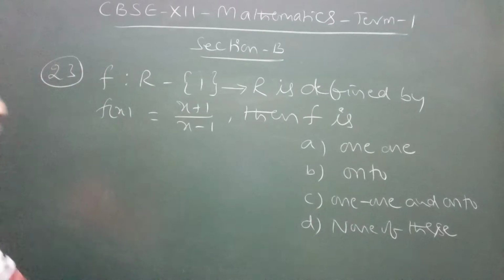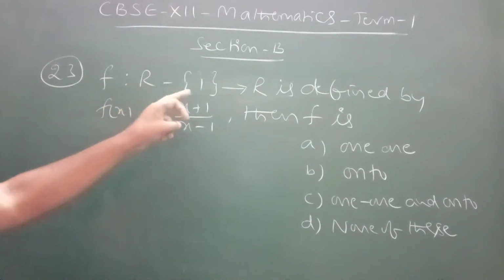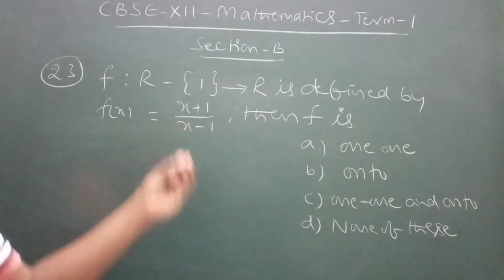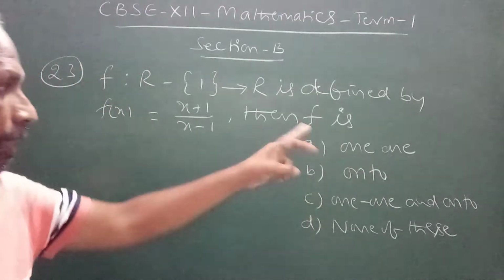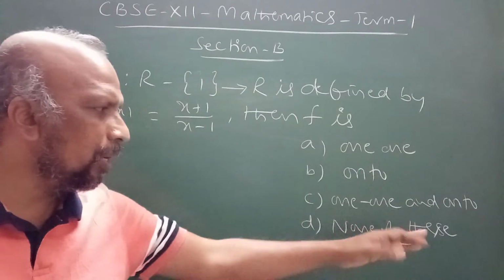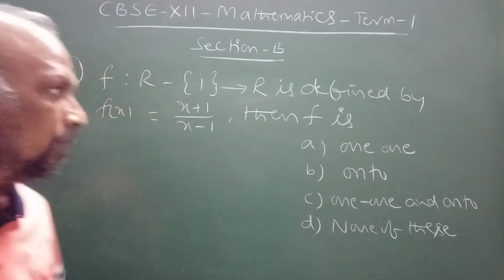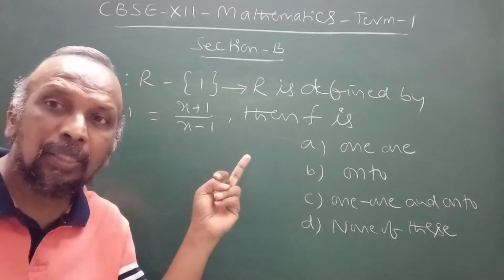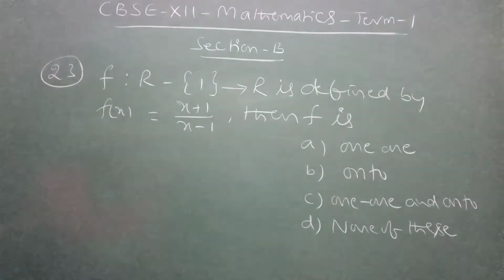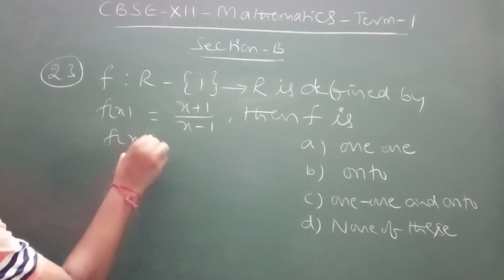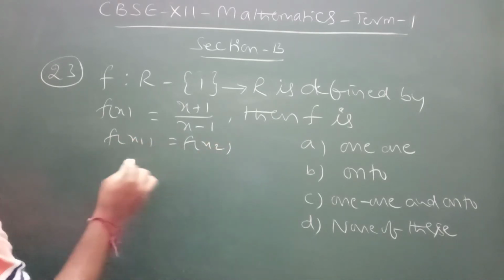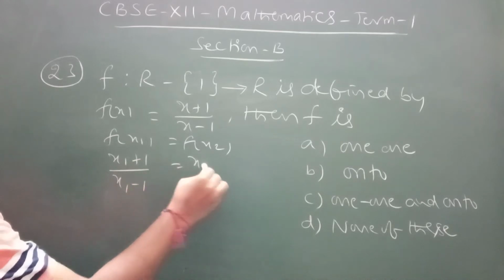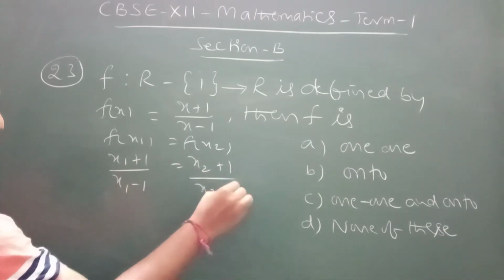In this problem they are asking: f from R minus the singleton {1} to R is defined by f(x) equals (x plus 1) by (x minus 1). Then f is one-one, onto, one-one and onto, or none of these. To prove one-one, different elements have different images; then we can say it is one-one. Consider f(x1) equal to f(x2). So I can write (x1 plus 1) by (x1 minus 1) equal to (x2 plus 1) by (x2 minus 1).